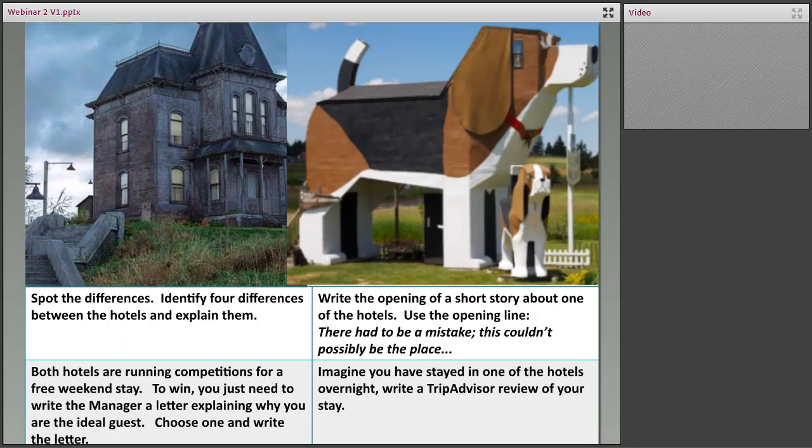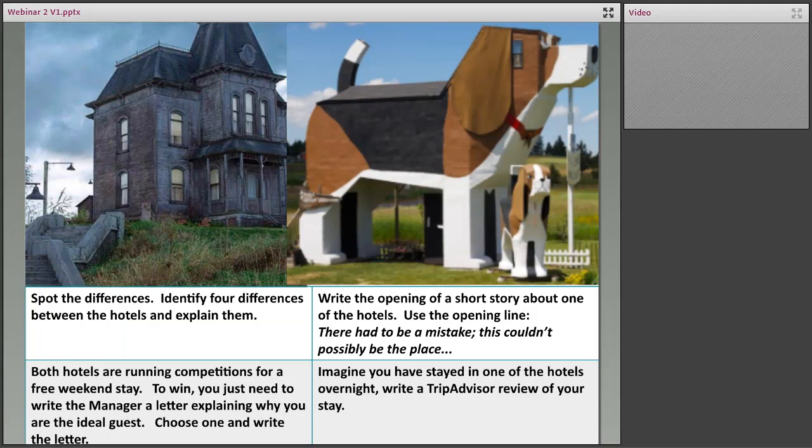And believe it or not, the one on the right-hand side is a hotel. The left-hand side is the Psycho set from Universal Studios, I think. But the other one is a hotel, and it's a dog hotel in more ways than one, obviously, in Germany, I think. And it really gets the students talking and laughing and whatever. So I've come up with four tasks about it.